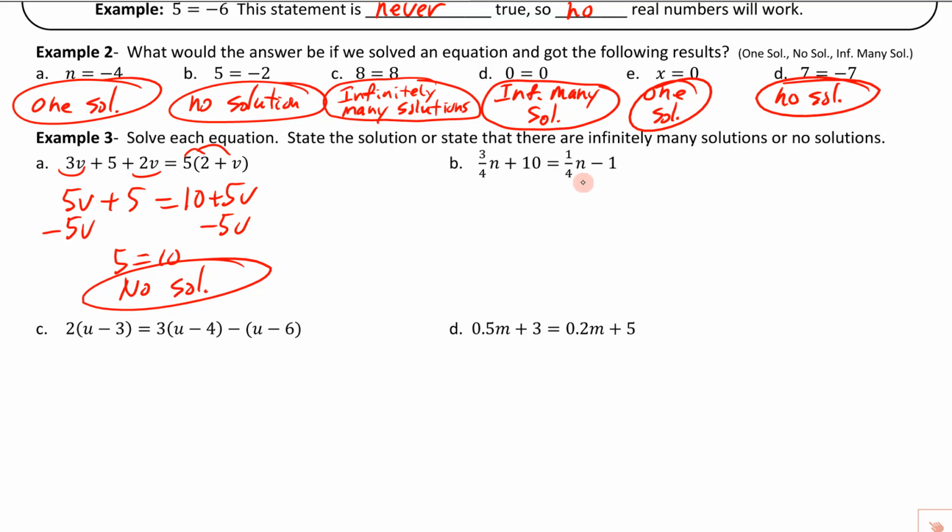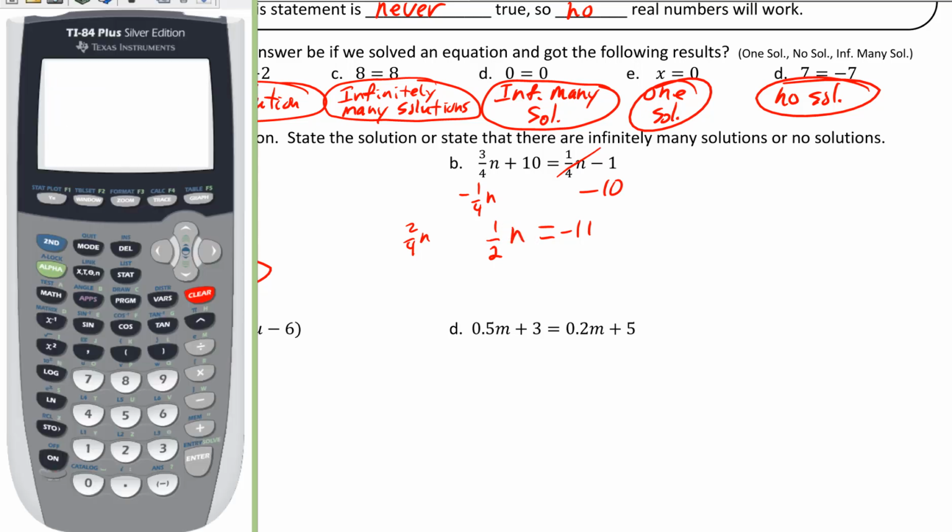Let's take a look at the next one right here. So notice that we've got some fractions. There's no simplifying to do, no distributing, no collecting like terms or anything like that. So we need to get the variable on the same side. So we've got a 3/4 n and a 1/4 n. This is the smaller one, so I'm going to subtract 1/4 n from both sides. So if I move the n's over on this side, I want to move that 10 over to the other side. So I'm going to do that by subtracting 10. So I've got that equal sign in the middle. Negative 1 minus 10, that would be negative 11. And then we've got 3/4 minus 1/4 n. So that's going to be 2/4 n, which is going to be a 1/2 n.